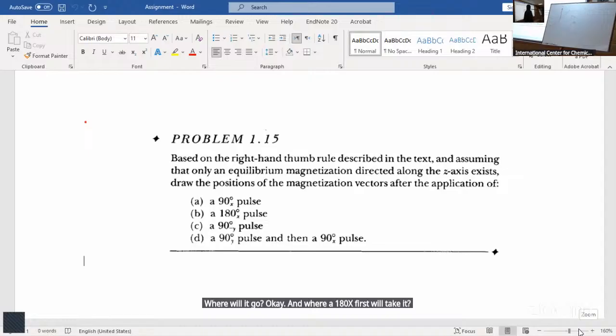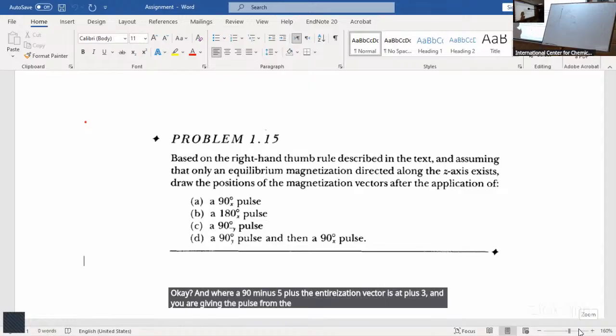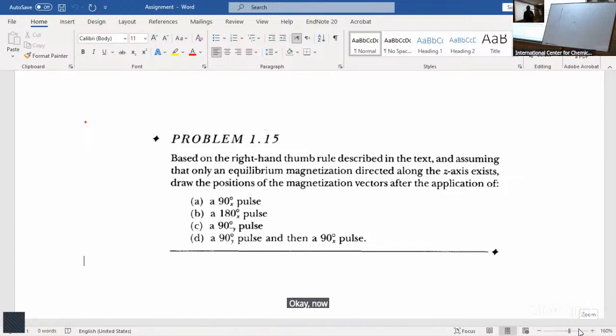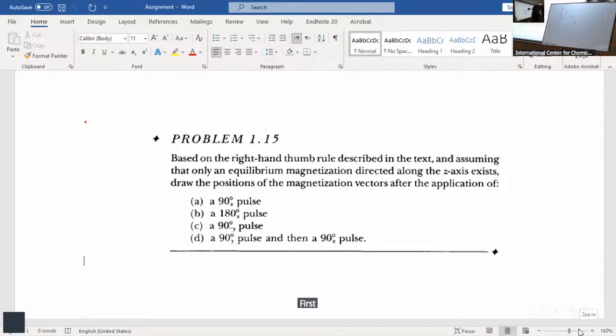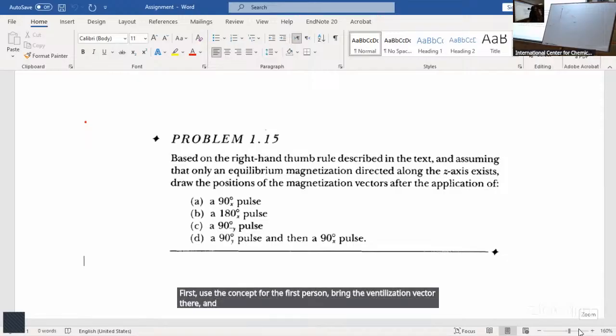Minus Z. Okay. And with a 90 minus Y pulse, the magnetization vector is at plus Z and you are giving the pulse from the minus Y direction, from here. Minus X, very good. Okay, now there are 2 pulses, a 90y pulse and then a 90x pulse. So when there are 2 pulses, first use the concept for the first pulse, bring the magnetization vector there and then give the second pulse.